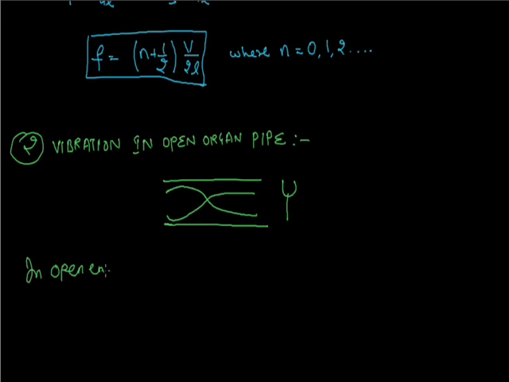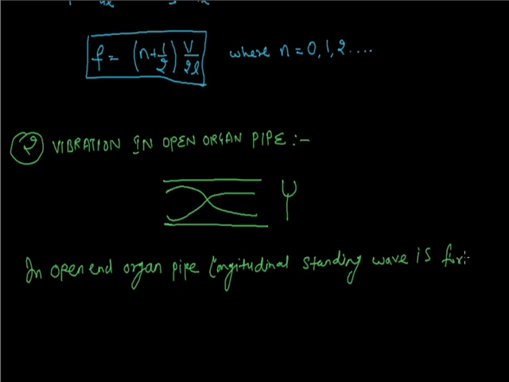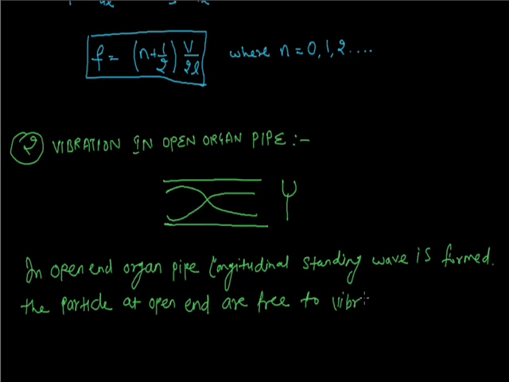So in an open organ pipe, a longitudinal standing wave is also formed. The particles at the open end are free to vibrate. Hence, antinodes are formed. So at both ends it is open, so at both ends the particles are free to vibrate. So at both ends it will form an antinode.